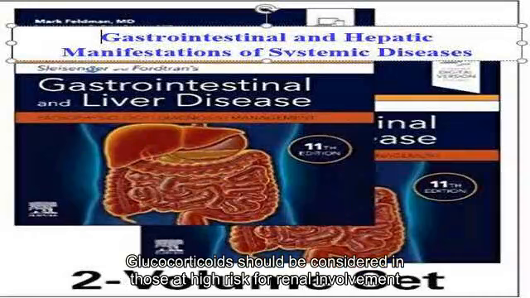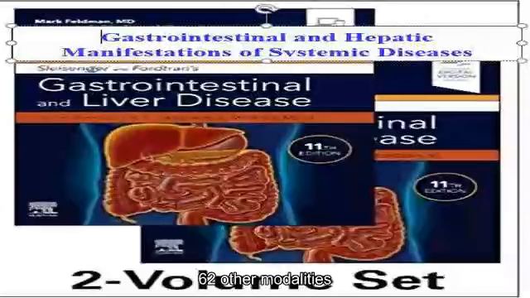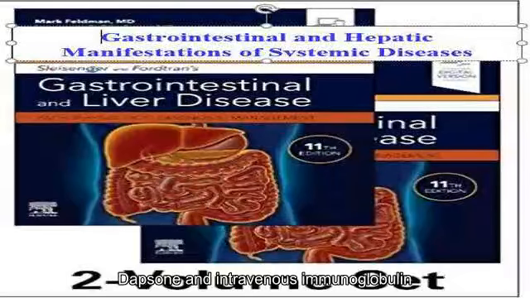Glucocorticoids should be considered in those at high risk for renal involvement. Their effects on GI disease are unknown, as more than 80% of cases resolve spontaneously. Other modalities, plasma exchange, dapsone, and intravenous immunoglobulins, have been tried.